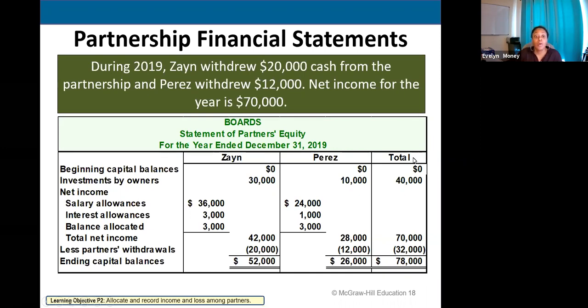The balance sheet changes as well because instead of owner's equity, we have partners' equity, and we have more than one capital account. So I so appreciate your time and attention in watching this video where we cover the definition of a partnership, the characteristics, and we looked at the entries for forming a partnership as well as how to allocate income and losses. Thank you for your time and attention, and I hope you have a wonderful day.